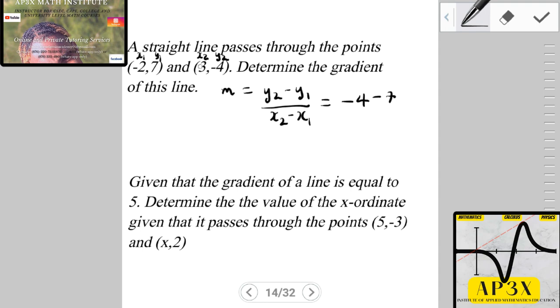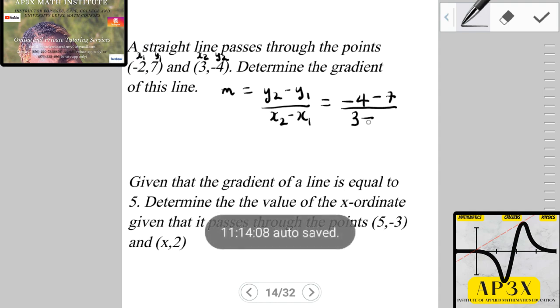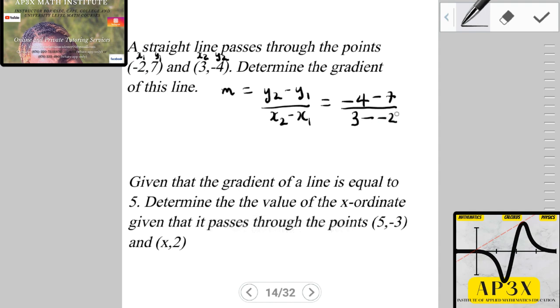So the y2 value is negative 4, and we're subtracting the y1 value, which is 7. And the x2 value here is 3, and here's where we're going to have to be a little careful now. Watch what we're doing here: we're subtracting a negative number, so we're subtracting negative 2. And this is what I was talking about earlier about the sign clash. Once you miss that sign clash, or you write down an incorrect value, there goes the correct value for your gradient. So just be a little careful with that.